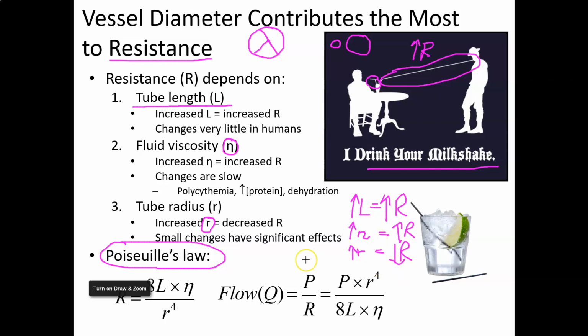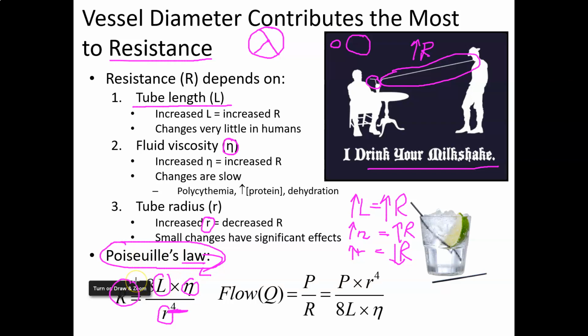And a long time ago, Poiseuille recognized these things and put it together in what we call Poiseuille's law. It basically says big R, and don't worry about the 8, equals L times N, so the length times the viscosity, over the radius, but here's the key, to the 4th power. So big R equals 8L times N over r to the 4th. That's what Poiseuille's law is right there.